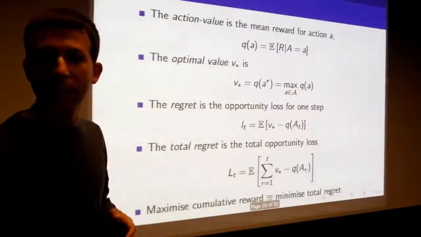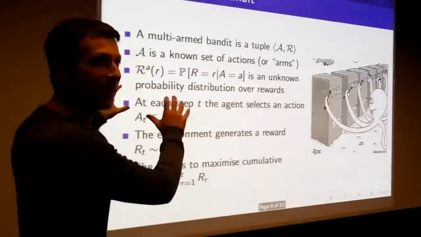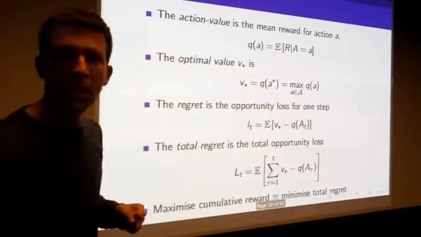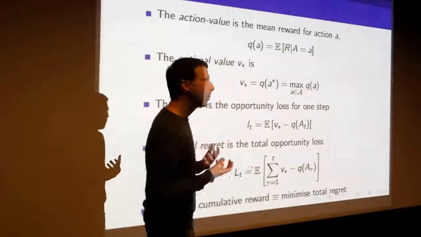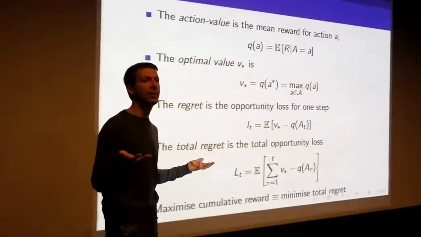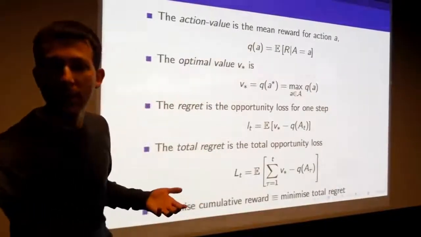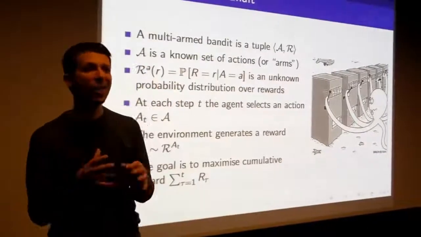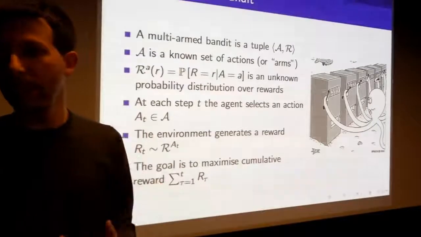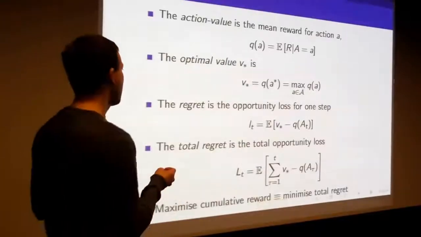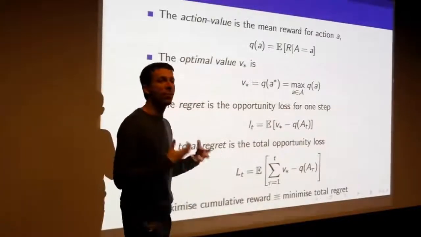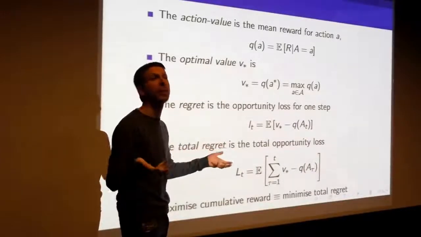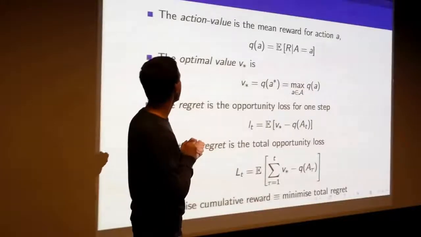So are people clear about the setup, first of all? Should be fairly straightforward. So now we're just going to try and understand what it means to do well in this domain. So we've got this criterion where we want to maximize the cumulative reward, but we're going to flip it around to talk about opportunity loss, known as regret, rather than the amount of reward we've got: how much worse have we done than the best we could possibly have done. And that's what we call regret.